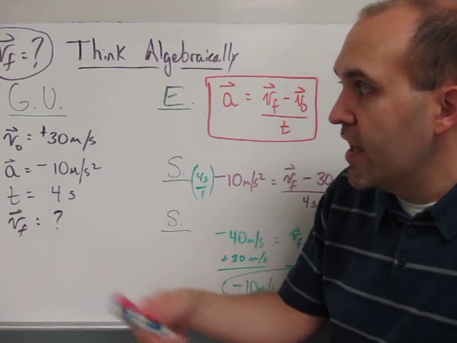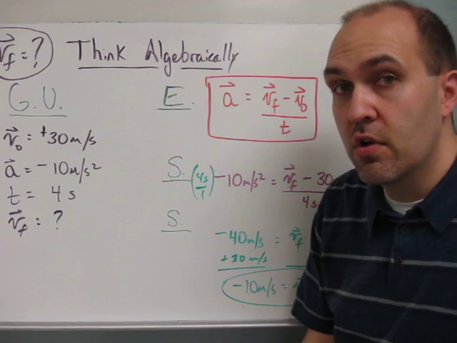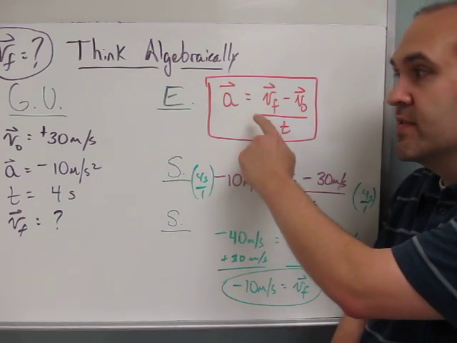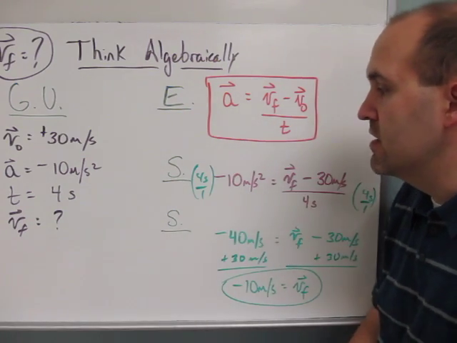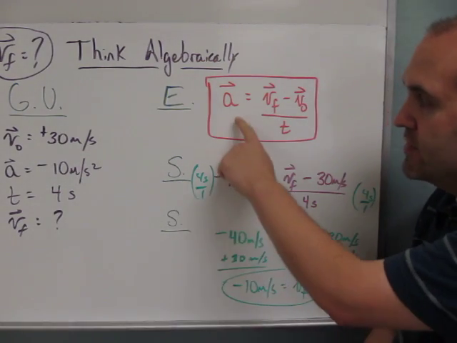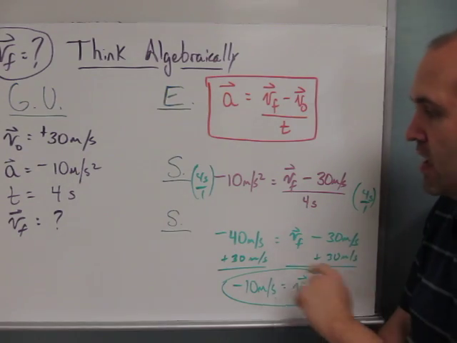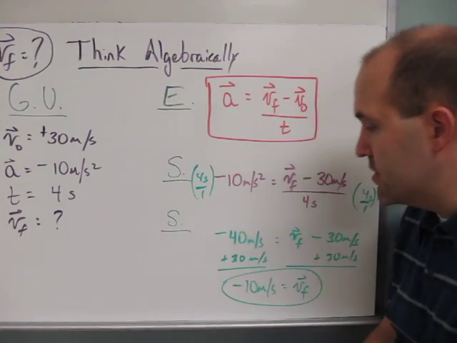We need to find the final velocity. It would be nice if we had an equation that had VO, A, T, and VF in it. And if you look on your cards, you'll find one, this one, the acceleration equation. And so I write that equation down under E. I substitute my values in for A and VO and the time. And then in the last step, I solve the equation.